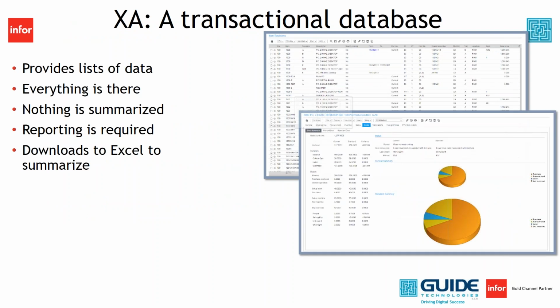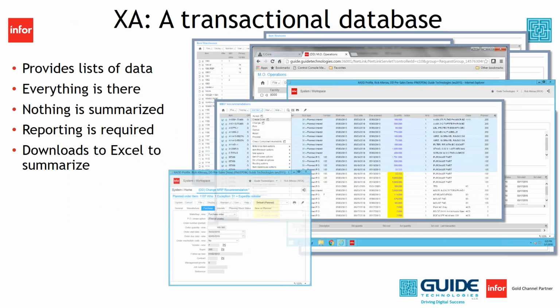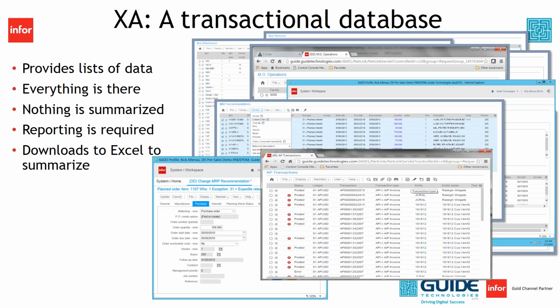So as we're looking, these are all XA screens. Every single thing that you see is transactional data. All of our histories are here, all the information we need. It's just not summarized in a format that we want to see it.